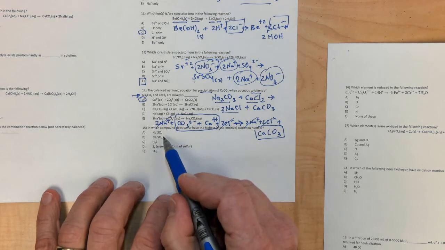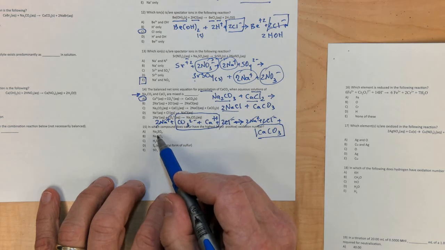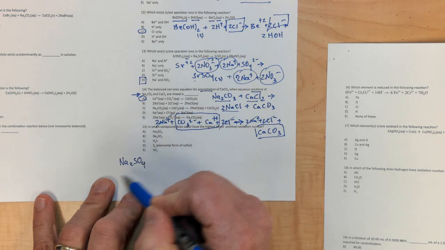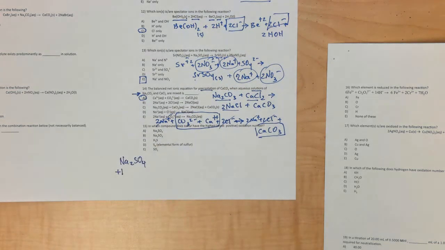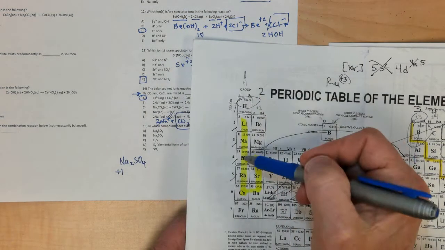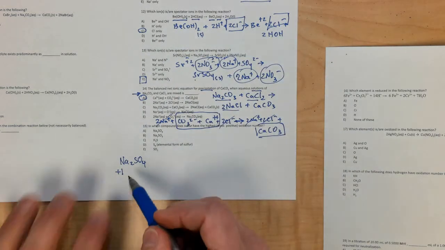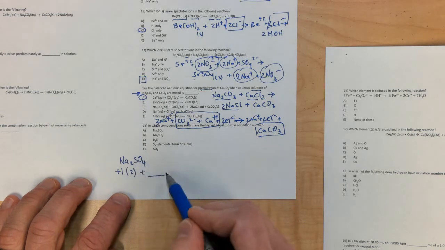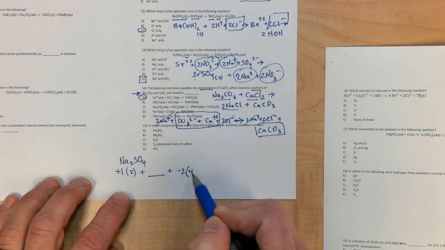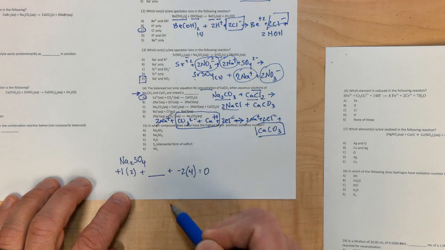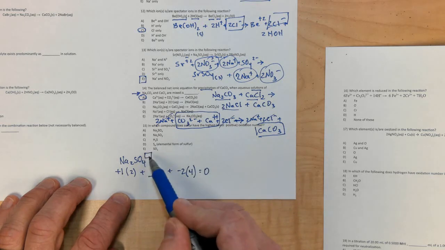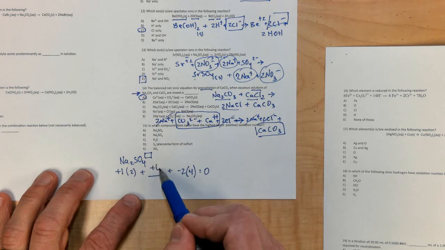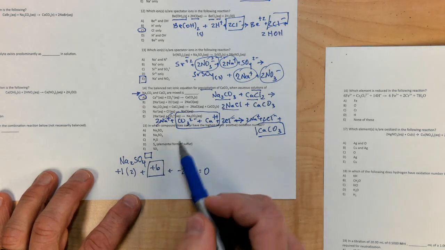So for each one of these, you need to determine what the oxidation number of sulfur is. In Na2SO4, we know that sodium would be +1 because it's in group 1 on the periodic table, and those are always +1. There are 2 of them. Sulfur, I don't know the charge. Oxygen is -2 almost always, and there are 4 of those, and it has to sum to 0 because there's no number in the upper right-hand corner here, which means sulfur in this case would have to be +6, a pretty high oxidation number.